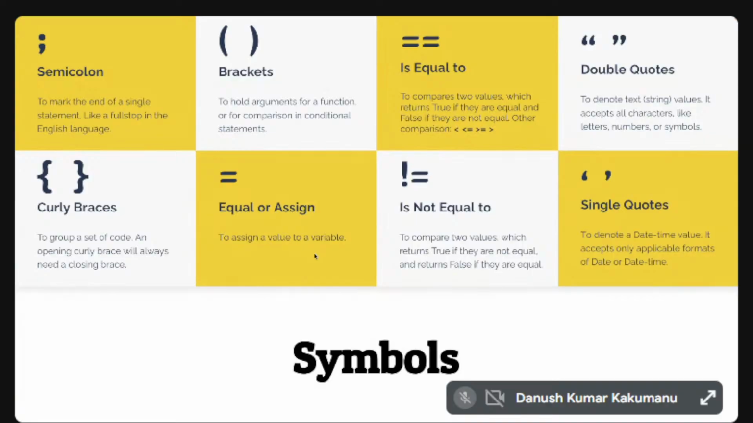So these are the symbols that are used. We have the semicolon that is used to terminate a statement. Brackets enclose the data, and double equals is a comparison operator. Single quotes for date time values. Double quotes to enclose string variables. Not equal to is a comparison operator. The assignment operator provides a value to a variable. And we have curly braces. So these are all the symbols in Deluge.